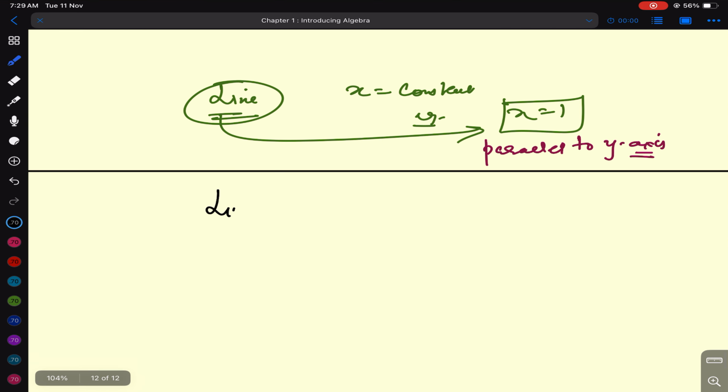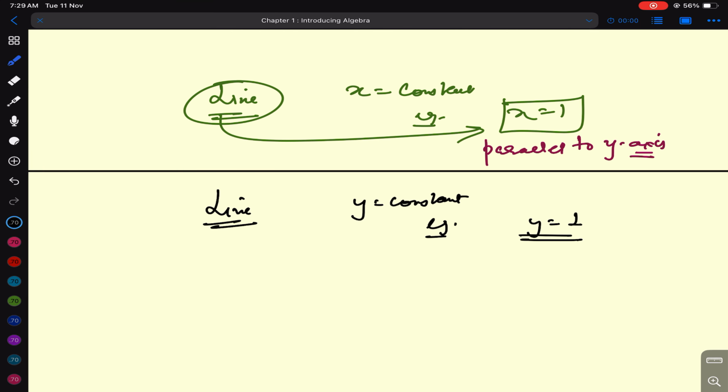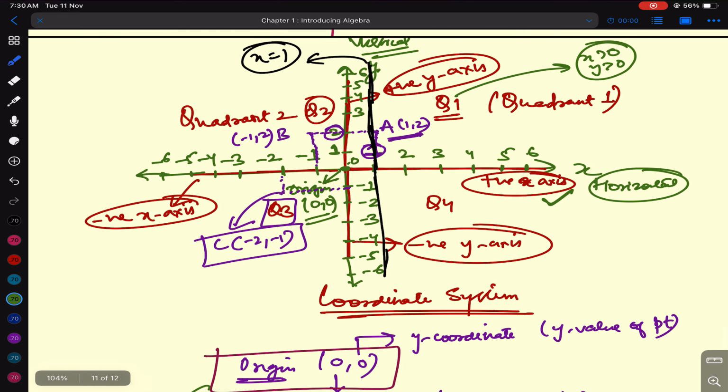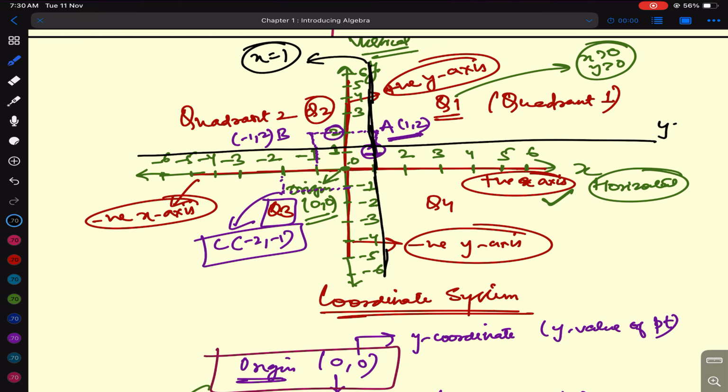Similarly, there will be another case when y is equal to a constant. What does this correspond to? This corresponds to a line which is parallel to the x-axis. Why? Because the y value is constant here. I'll show that as well on the coordinate system. This is again shown in black color. As you can see on the screen, we are drawing the line y is equal to 1, and that is a horizontal line parallel to the x-axis. Clear? So this is y is equal to 1.